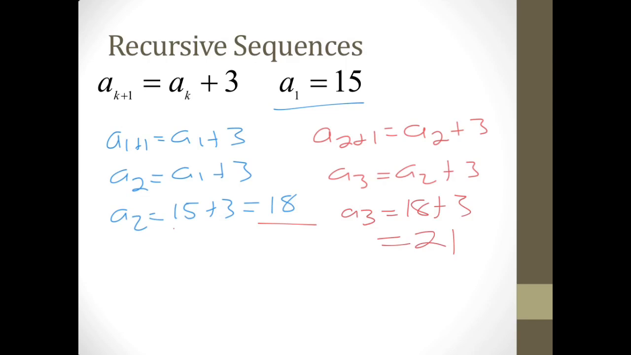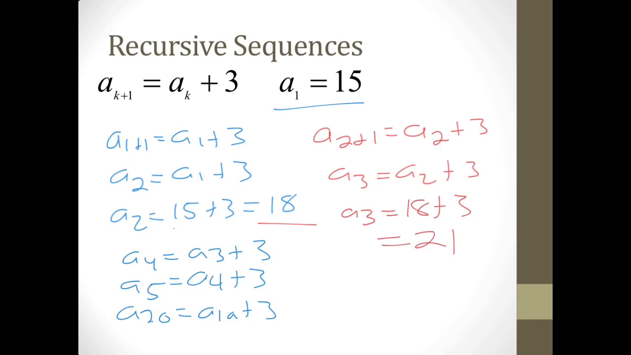So now that I know my third term, I could go back and find my fourth term. And so the pattern is a sub 4 would be a sub 3 plus 3. A sub 5, or a fifth term, would be a sub 4 plus 3. And so on until I got down to, let's say, the 20th term. That would be the 19th term plus 3. So for recursive sequences, whatever term you're looking for is always based off of the term that came before it.